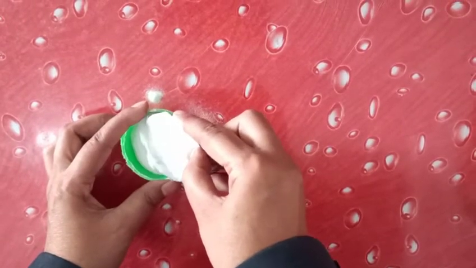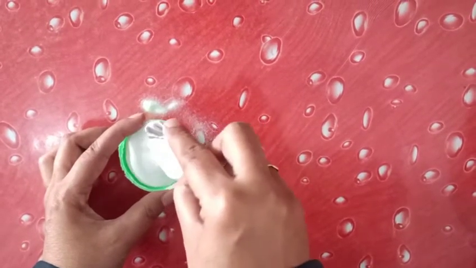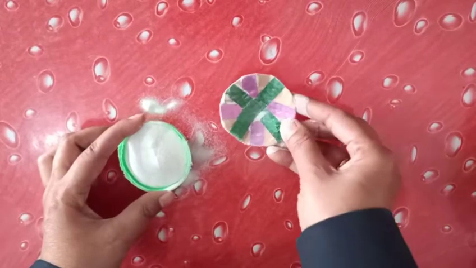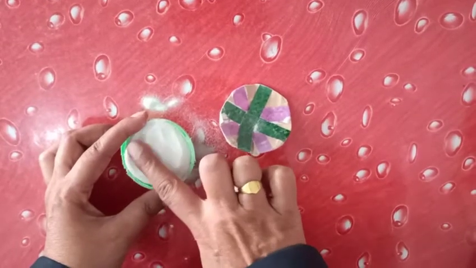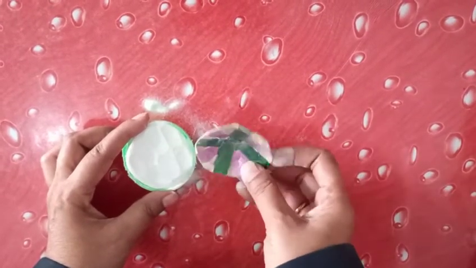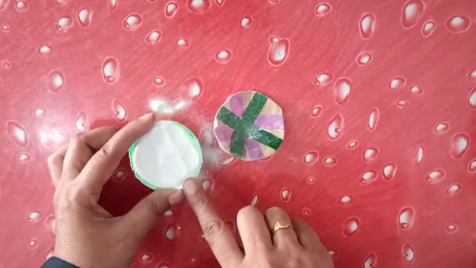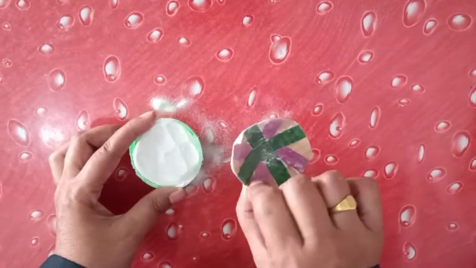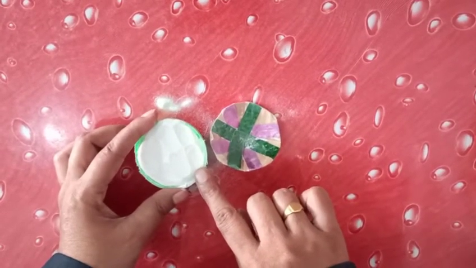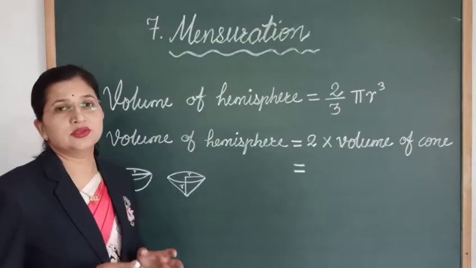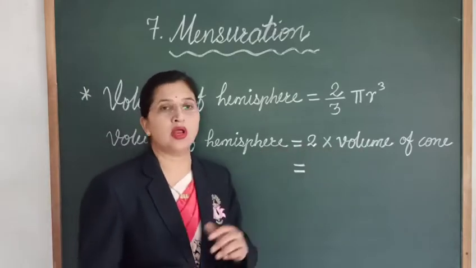Let's see how many times we have to use this cone to fill this hemisphere. Dear students, you can see that to fill this hemisphere I have used the cone 2 times, right? So from this we can conclude that the volume of the hemisphere is 2 times the volume of the cone. Let's derive the formula for the volume of the hemisphere.